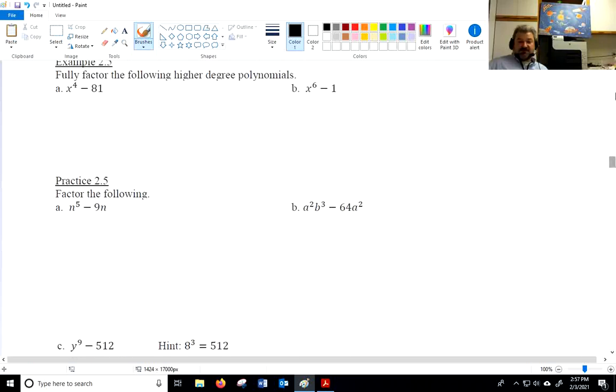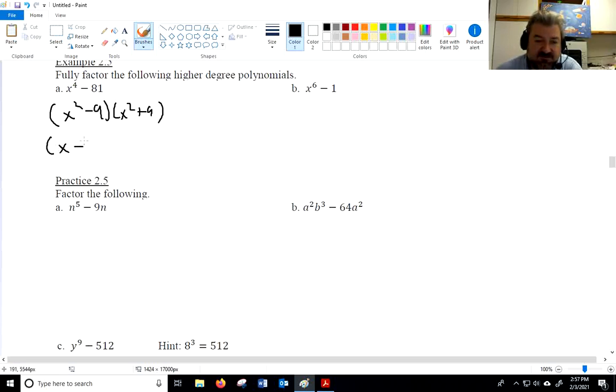All right, let's factor fully the following higher order degree polynomial. We could call this a quadratic difference of two squares form. Anything with exponents divisible by 2 is definitely a difference of two squares. But instead of being x minus 9, it's x squared minus 9, x squared plus 9. I can then factor x squared minus 9 as x minus 3, x plus 3, times x squared plus 9.